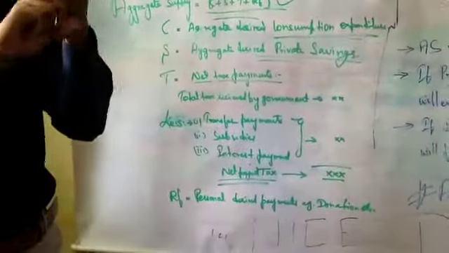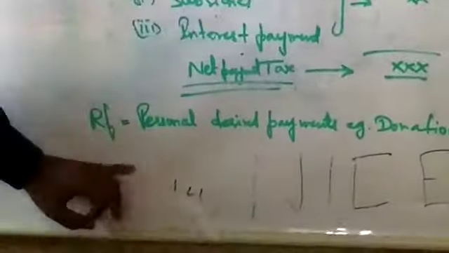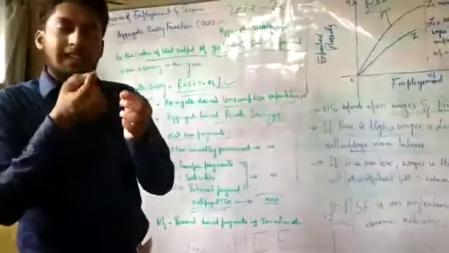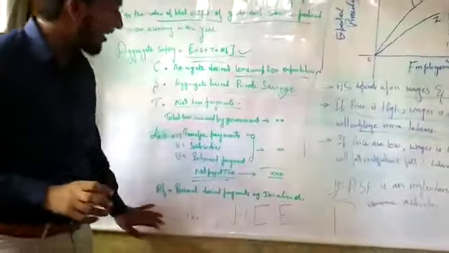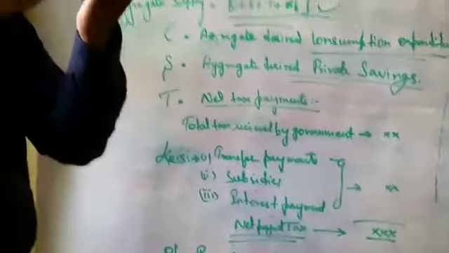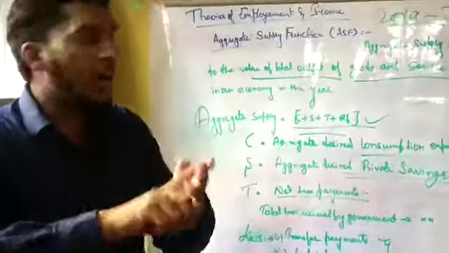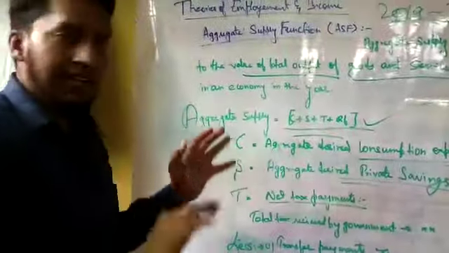So consumption plus saving plus tax plus RF. RF is personal desired payment, which is a type of donation you get from someone for doing extra work, or a payment from foreign companies for work you have done for them. So RF is like a donation. Consumption plus saving plus tax plus donation item: if you add these together, you will get the aggregate supply function.